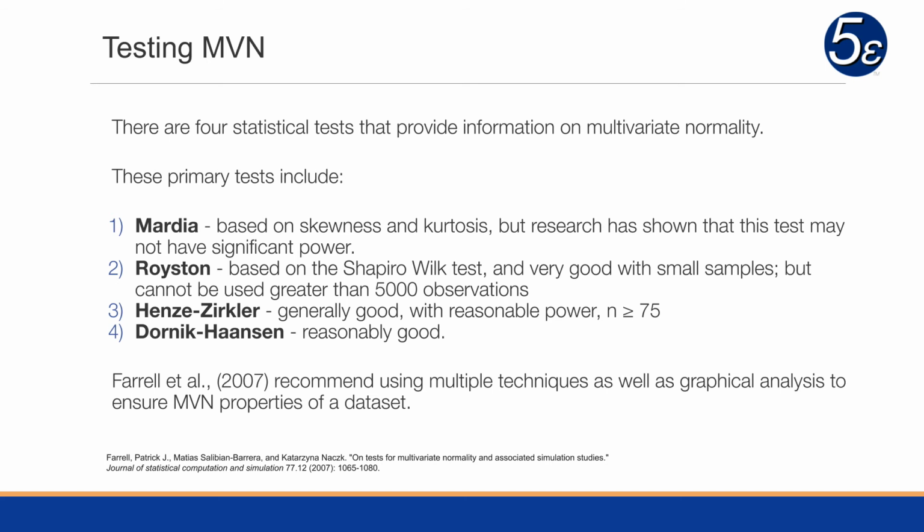And the Doornik-Hansen, which recent research has shown is reasonably good, but there's still some work that needs to be done with it. Farrell et al. in their 2007 paper recommend using multiple techniques as well as graphical analysis to ensure the multivariate normal properties of a data set. And this is one of the things that we've been saying for years in this class, is that you want to use multiple tests, as long as the assumptions are valid, to ensure multivariate normality.